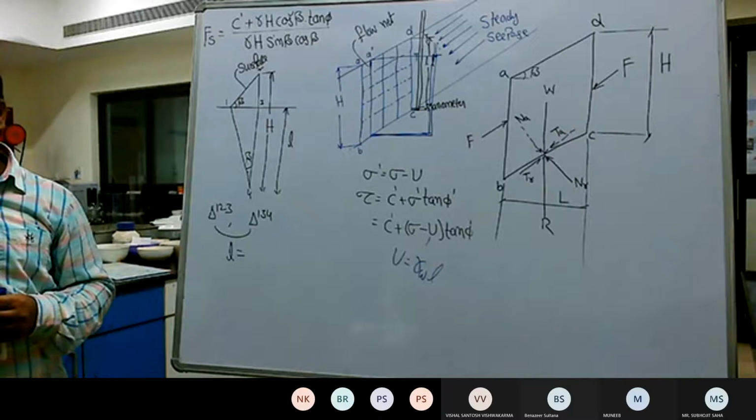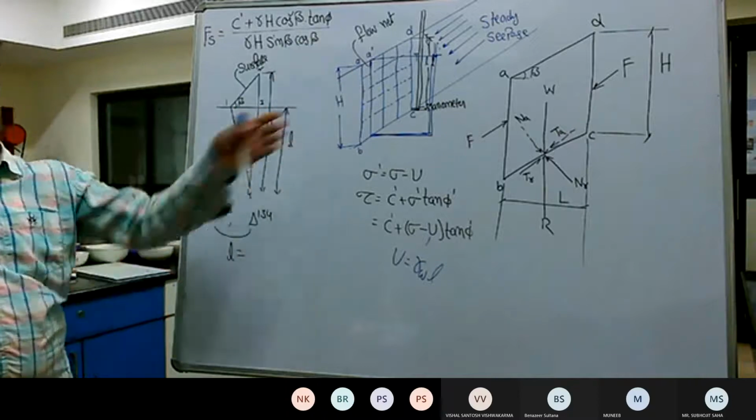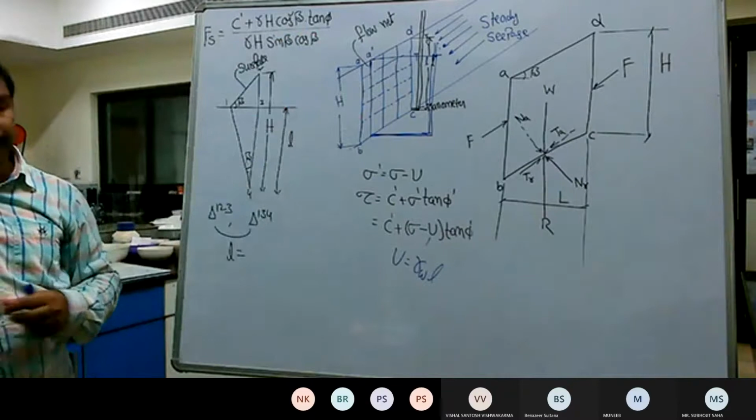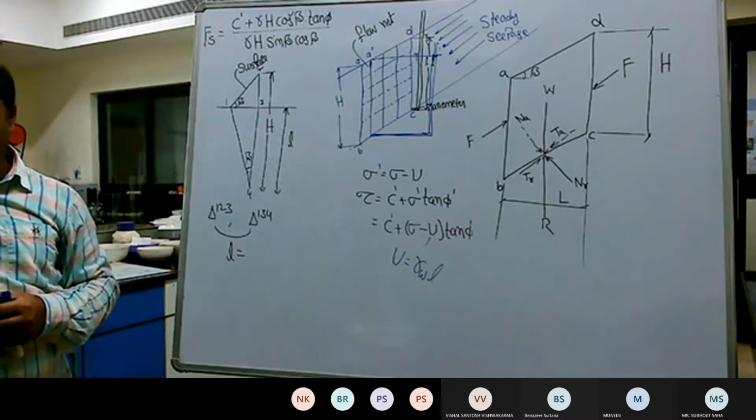Sir, how is the lower angle beta? I didn't get that point, sir. Surface only, no? Just recall the previous one. Recall that one. Okay, okay, yes sir.